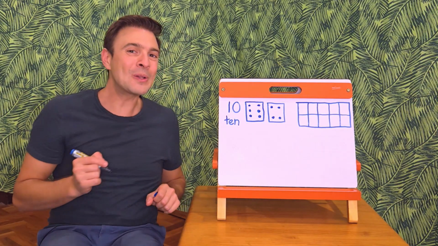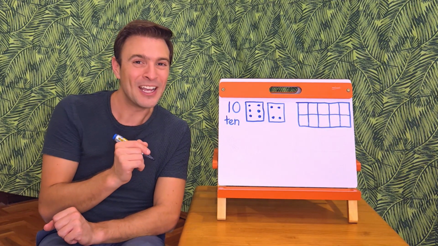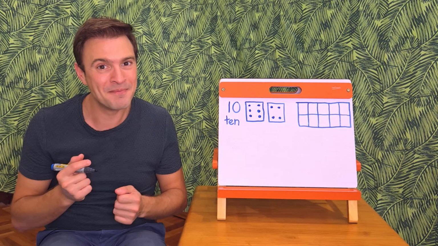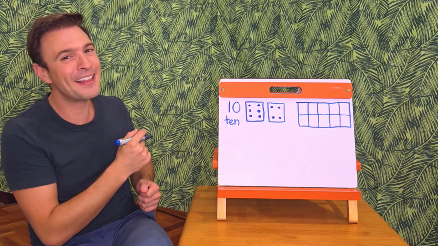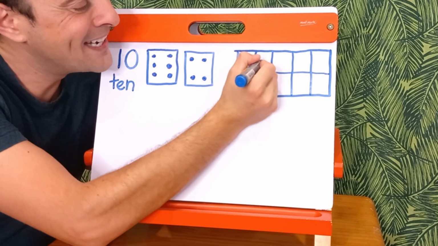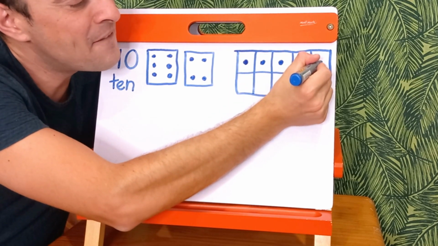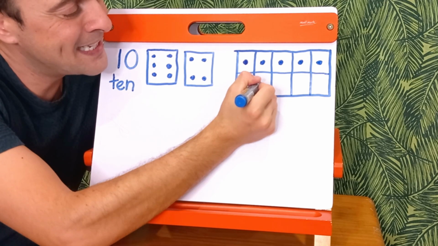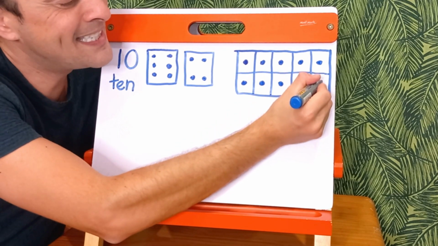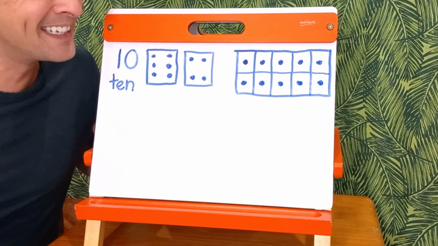What will 10 look like on a 10 frame? It's pretty clear, isn't it? We know that 10 on a 10 frame is a full 10 frame. Count with me as we fill our 10 frame. 1, 2, 3, 4, 5, 6, 7, 8, 9, 10. We have our full 10 frame showing 10.